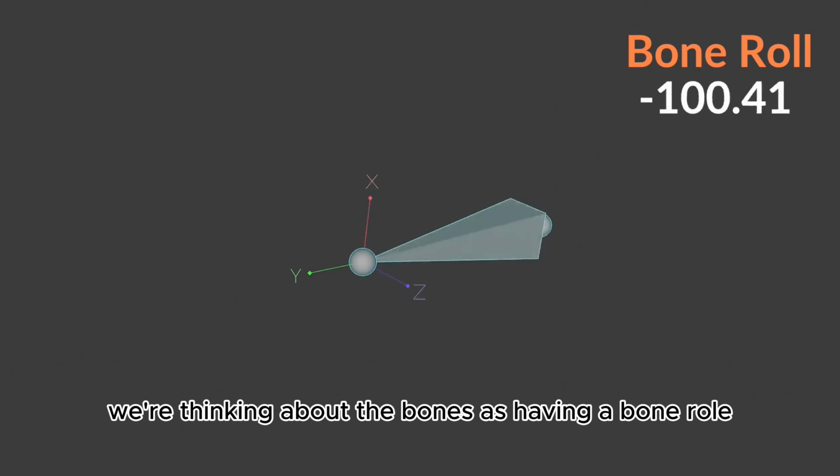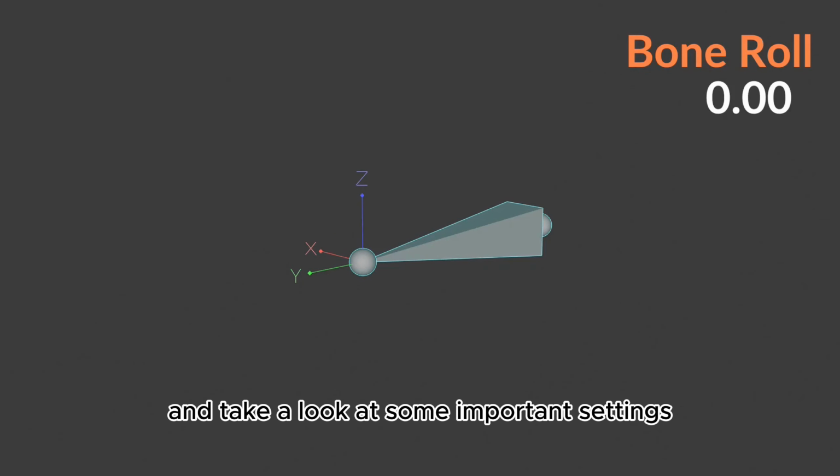So when we're building an armature in edit mode, we're thinking about the bones as having a bone roll. Anyway, let's jump into Blender and take a look at some important settings and where to find them.